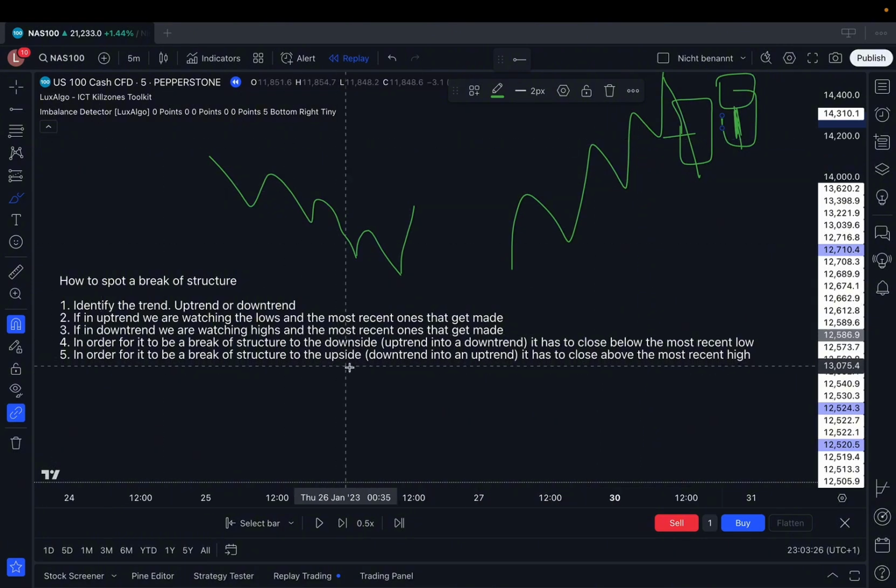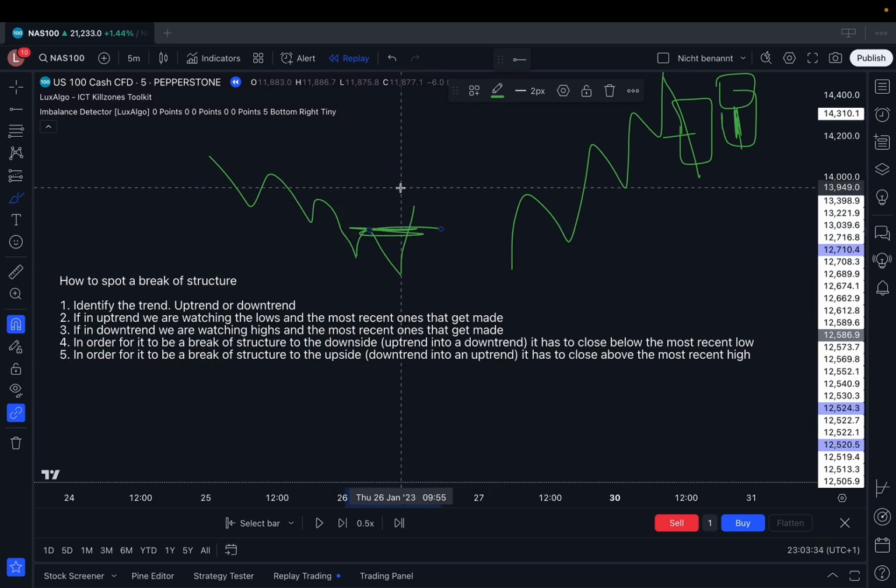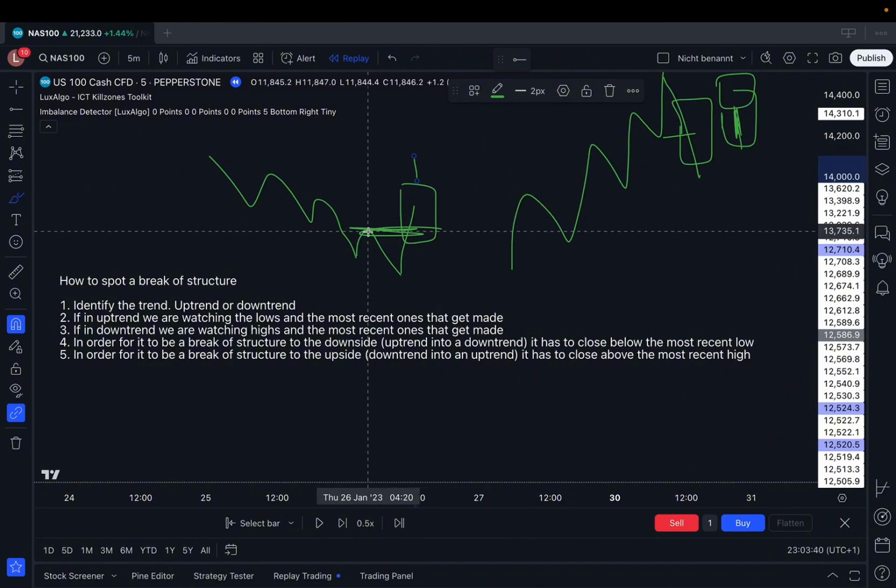In order for it to be a break of structure to the upside, so here, downtrend into uptrend, it has to close above the most recent high. So we need a candle body close, not a wick. We need a candle body close above this high. That's really important. Yeah, that's basically all you have to know to spot a break of structure.